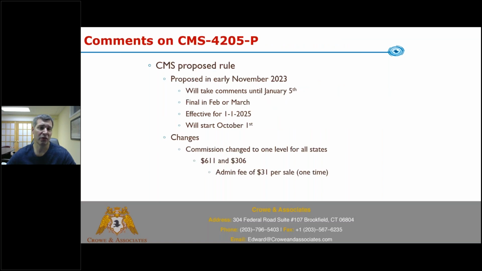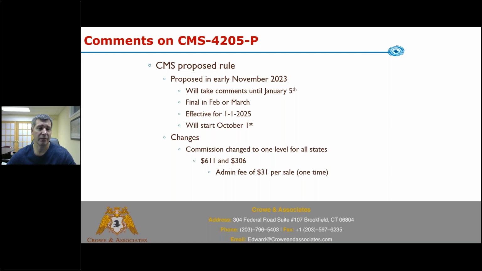Okay, so the proposed rule, we'll go over that. It was proposed in early November. It is in proposal form right now. They're going to take comments on that proposal until January 5th. And then they will finalize it at the end of February or in early March. So they propose it, they'll take comments. If they're going to make any changes to that proposed form in the final version, they will do so. And then the final version will be announced sometime at the end of February, we think early March. Whatever version it looks like, that'll be effective for January 1st, 2025. But really it'll kick in October 1st because of AEP.